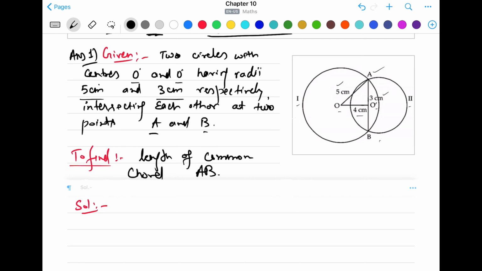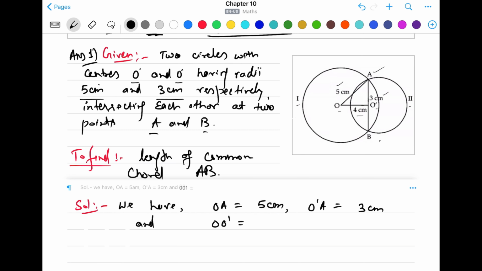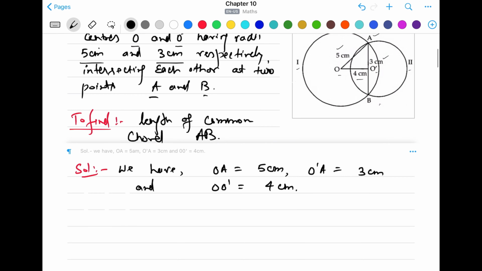From the figure, let's write, we have OA equals 5 centimeter, then O dash A equals 3 centimeter, and O O dash, that is the distance between the centers, is 4 centimeter. So these are the things given to us.